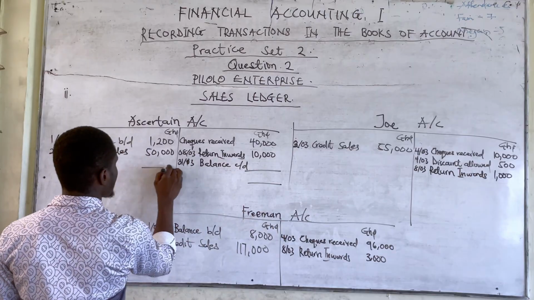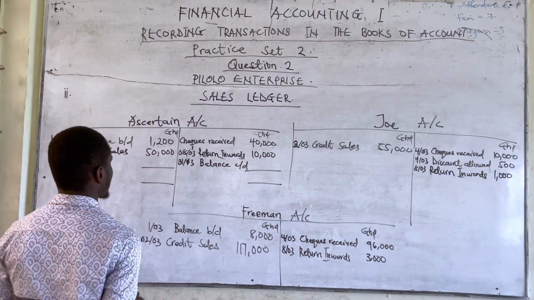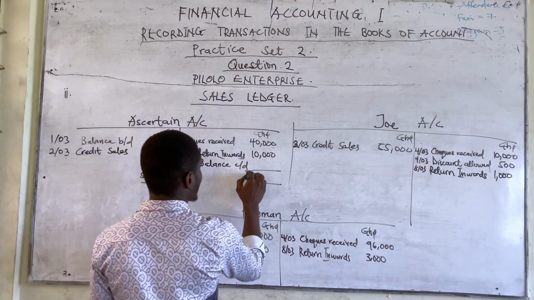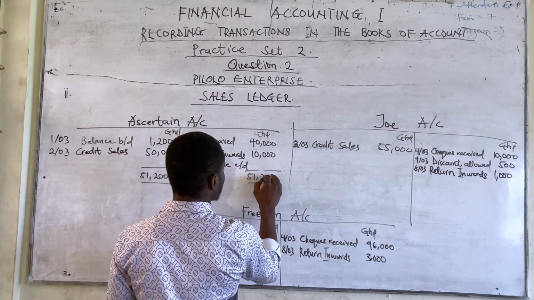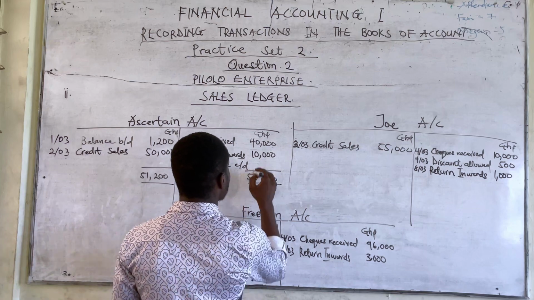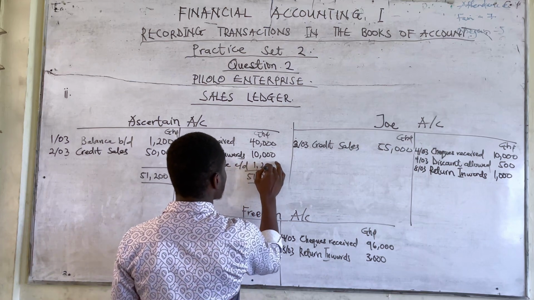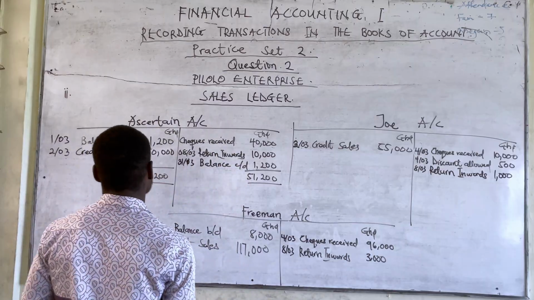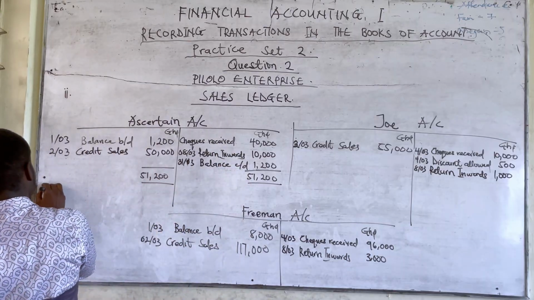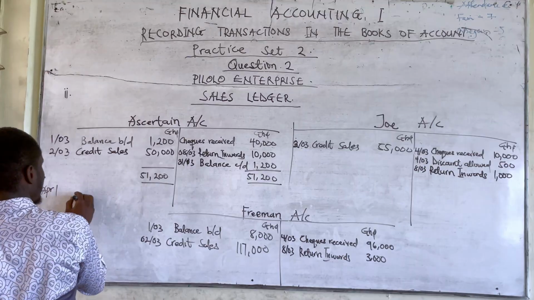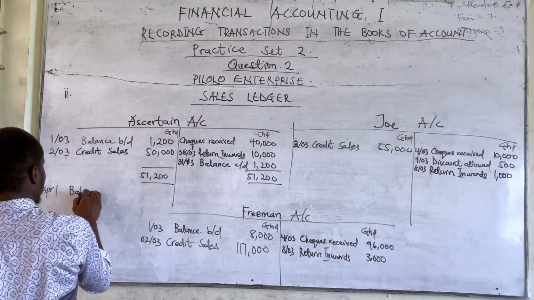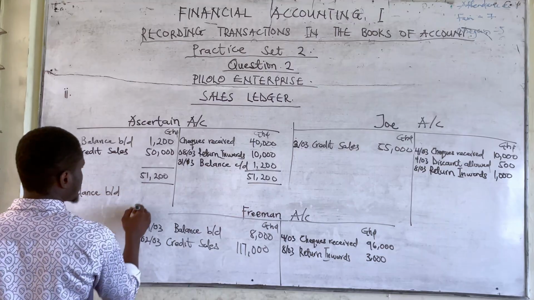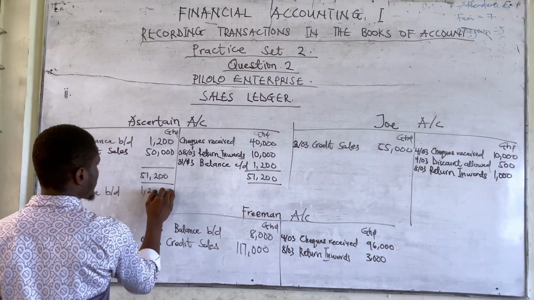Good. So 51,200 here, 51,200 here. And you know that the difference is 1,200. Good. And we'll bring it forward. April 1st, balance b/d, which is going to be the same 1,200.